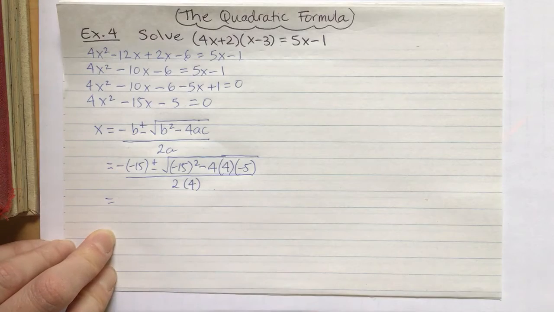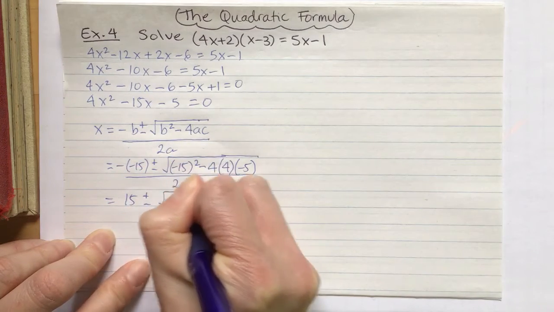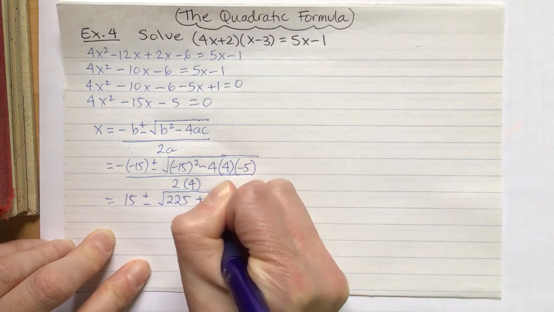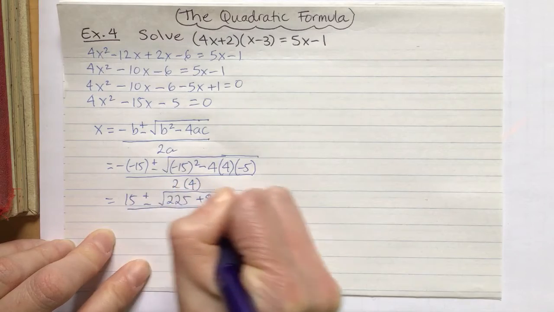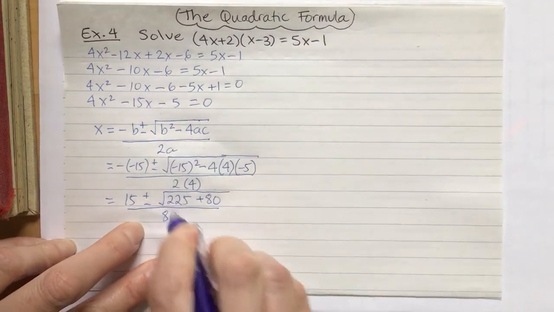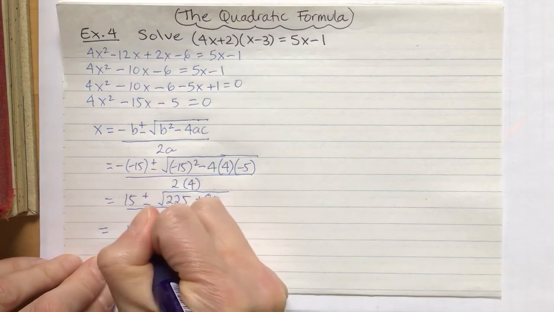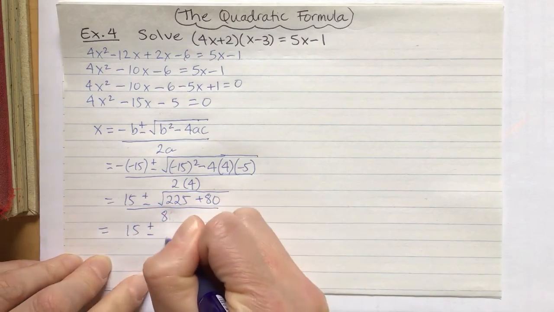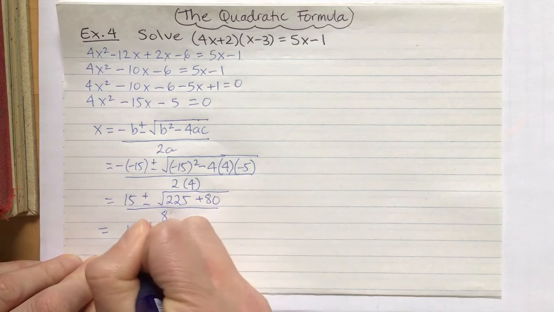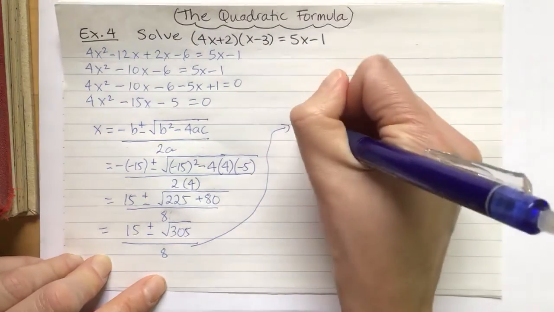Okay, so we're going to simplify here. That's going to give us positive 15 plus or minus the square root of 225 plus 80 all over 8. Oops, not 80. And that's equal to 15 plus or minus the square root of 305 divided by 8. So here we're going to have two possible answers.